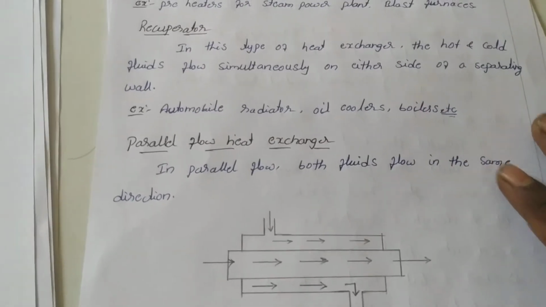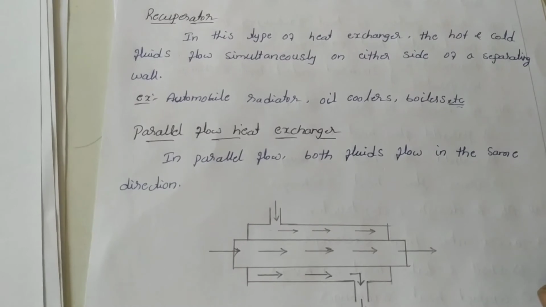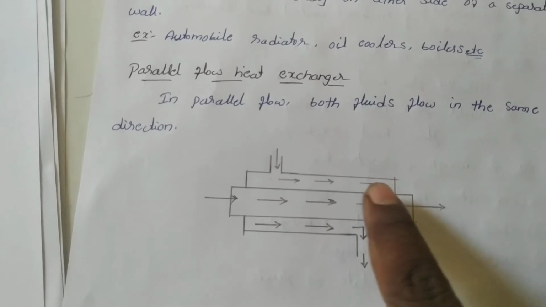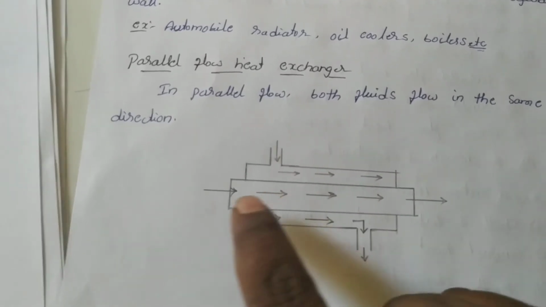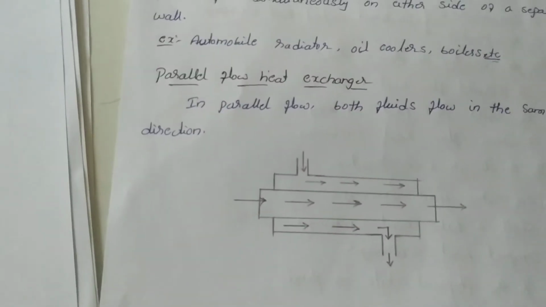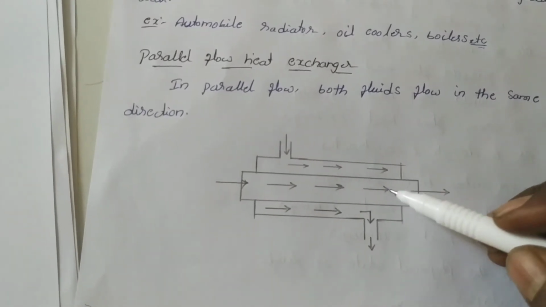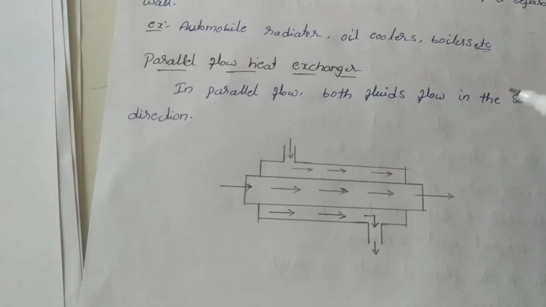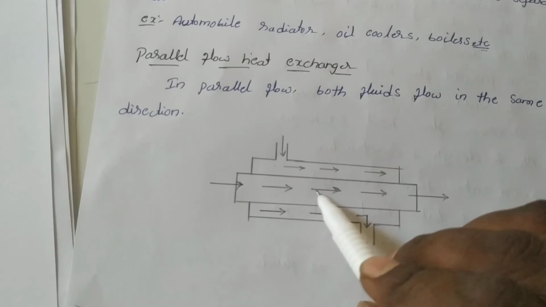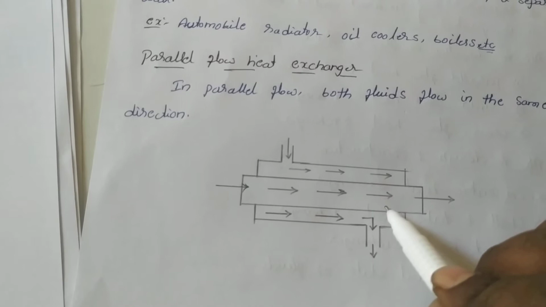We call it the parallel flow heat exchanger. In a parallel flow heat exchanger, both fluids flow in the same direction. For example, look at the diagram: this is called the tube and this is called the shell. Let us consider this is the hot fluid and this is the cold fluid. You can take this one as cold and this one as hot, or the other way around, whatever it may be. Both fluids flow in the same direction, not in the opposite direction. That is called a parallel flow heat exchanger.